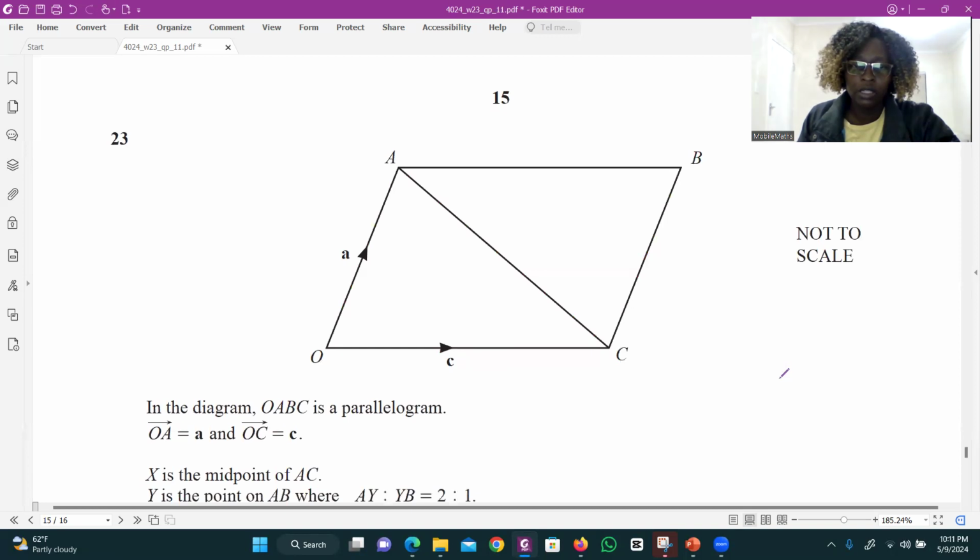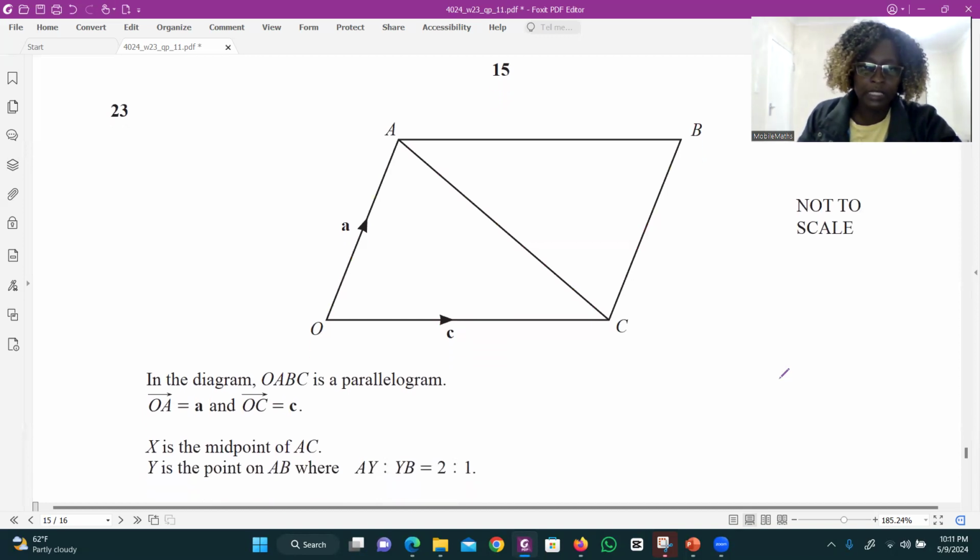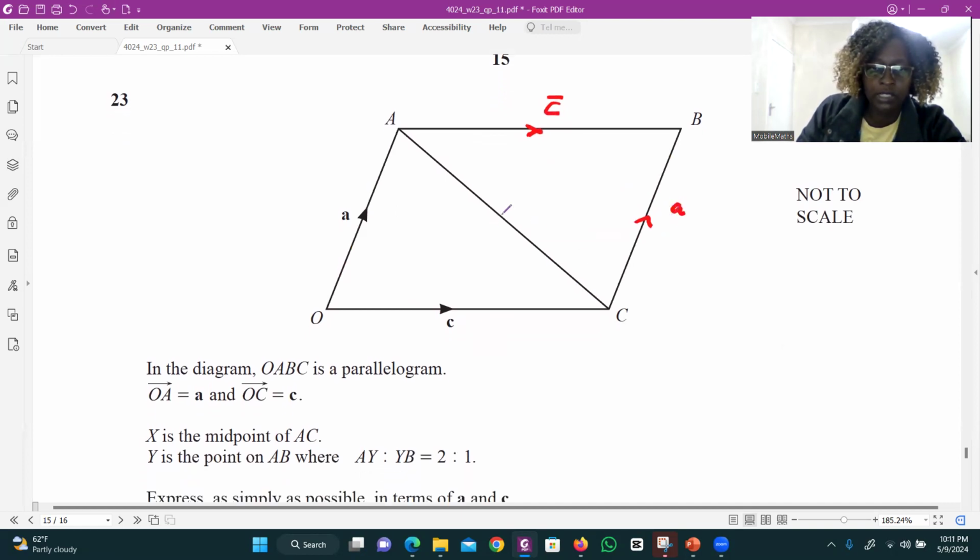Number 23, we are given that this is a trapezium. So this means this side is also a C. Then this side going up, it's also an A. Then we are also given X is the midpoint of AC. So here we've got X.